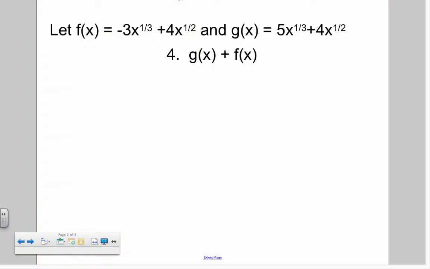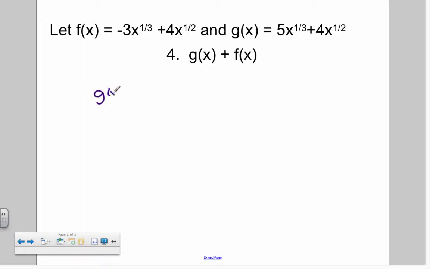Number 4 says, let f of x equal negative 3x to the 1/3 power plus 4x to the 1/2 power, and let g of x equal 5x to the 1/3 power plus 4x to the 1/2 power. Perform the indicated operation and state the domain. So number 4 is asking us to add g of x plus f of x. Okay, so let's go ahead and just write that down.